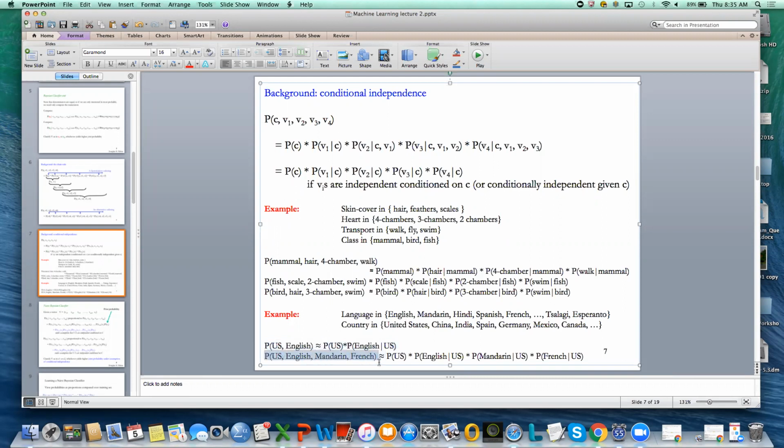If we wanted to compute the joint probability of someone living in the US and speaking English and speaking Mandarin and speaking French, under the conditional independence assumption, we would simply compute this factored probability. The probability of someone living in the US, that they speak English, given in the US, the probability that someone speaks Mandarin in the US, and the probability that someone speaks French in the US. It would just be estimated as that joint probability. This is probably not perfectly true.